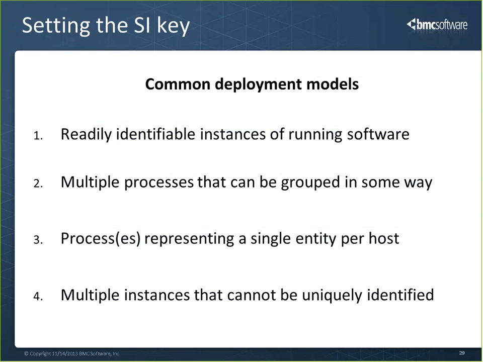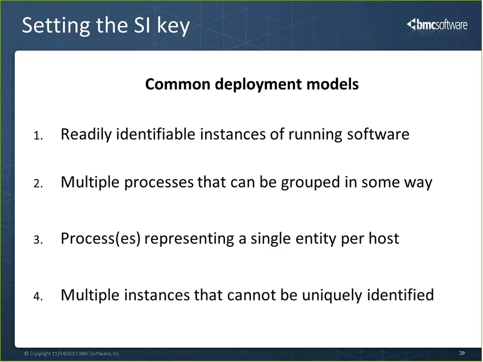Now, when we're discovering software, we often see one of the 4 common deployment models. We might have a readily identifiable instance of running software. That's, for example, our SCI-based replication server example. Here, we should use the identifier as part of our SI key. We could also have a situation where we have multiple processes that can be grouped in some way. For example, by installation path or by version or something else. In this case, it would make sense to group them using an explicit key group corresponding to the grouping criteria.